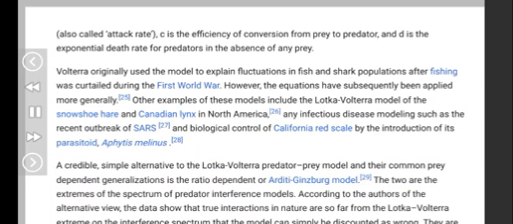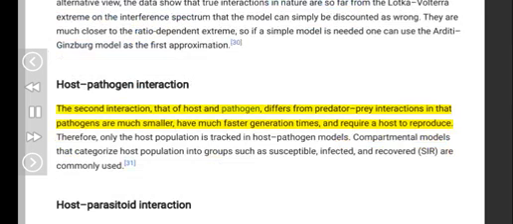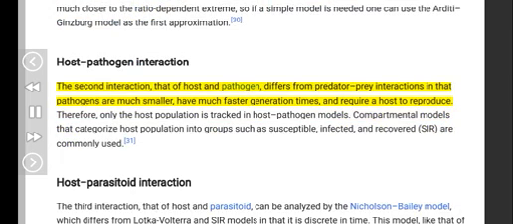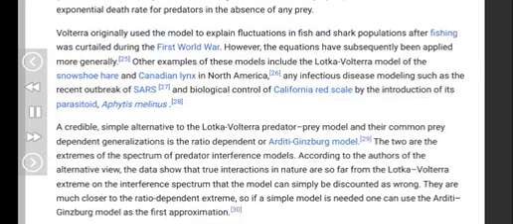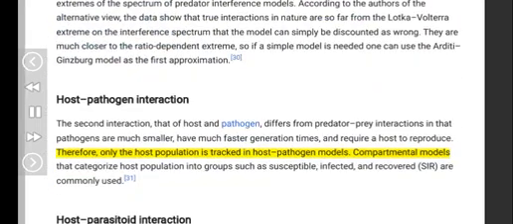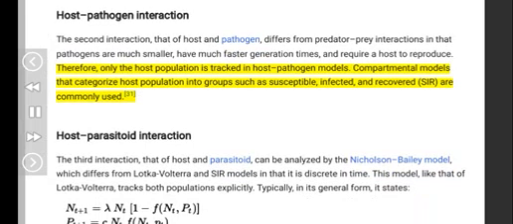Host-pathogen interaction. The second interaction, that of host and pathogen, differs from predator-prey interactions in that pathogens are much smaller, have much faster generation times, and require a host to reproduce. Therefore, only the host population is tracked in host-pathogen models. Compartmental models that categorize host population into groups such as susceptible, infected, and recovered (SIR) are commonly used.